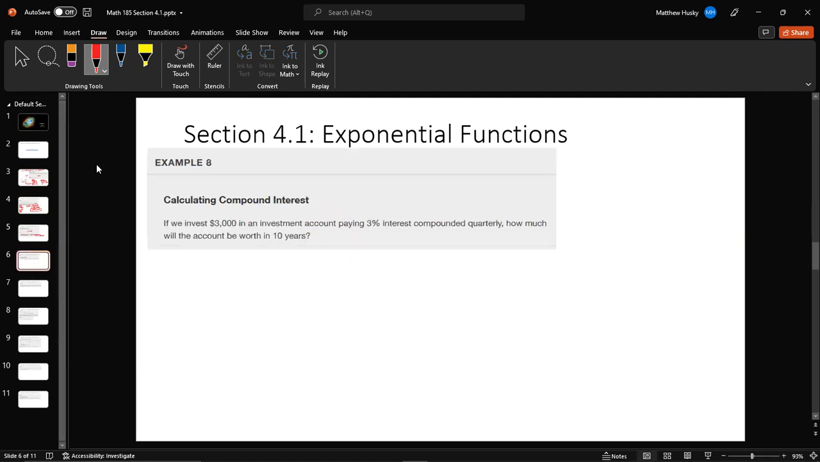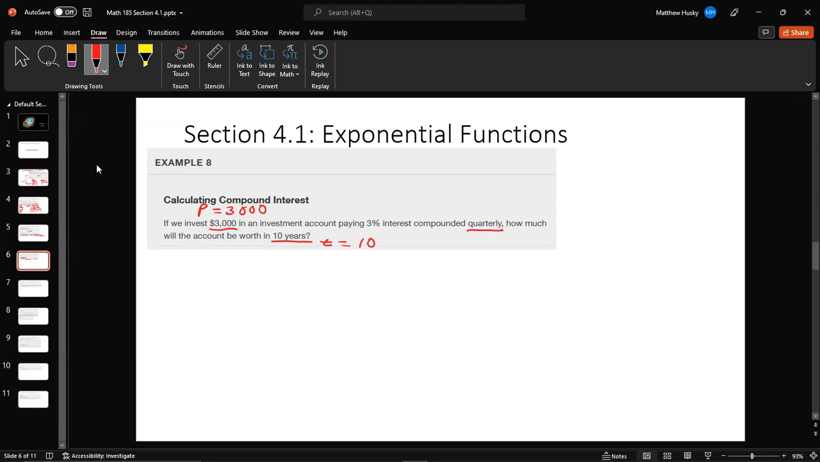So let's look at this example here. If we invest $3,000 in an investment account paying 3% interest compounded quarterly, how much will the account be worth in 10 years? So let's break down what they tell us, shall we? The starting money is the value of P. So we know that P is 3,000. We know the number of years that go by, that is T. So T is going to equal the number 10.